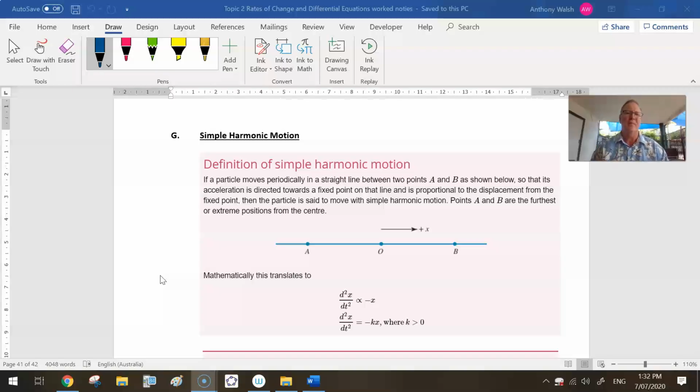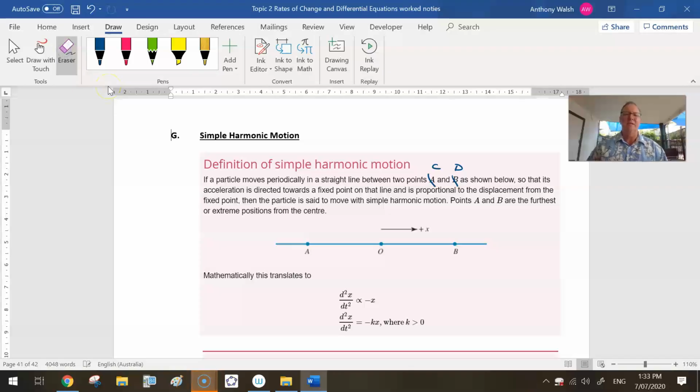Let's talk about simple harmonic motion before we look at any maths. What's the definition of it? Well, if you're talking about 2 points in a straight line from each other, now they use A and B in this diagram, which is unfortunate because A we use for something else very shortly. So let's call these points C and D instead.